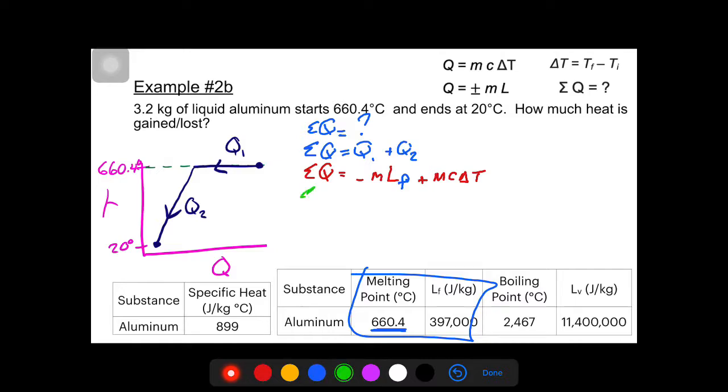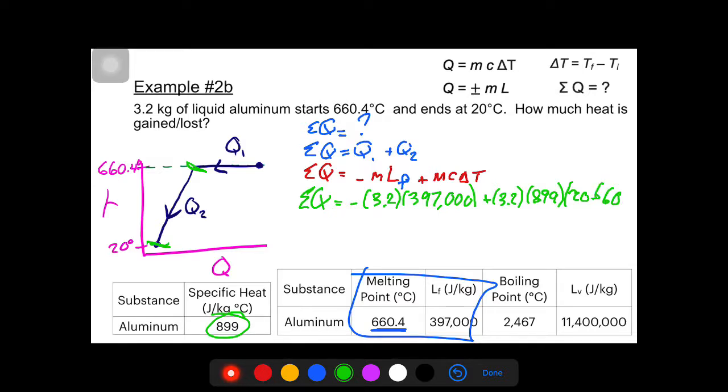So we then go through and we say the sum of all my Q's is equal to negative 3.2 times the latent heat of fusion of aluminum. If we look on the chart down below, that got messy, 397,000 plus MC delta T, so 3.2 times the specific heat of 899 times the final temperature. So we are only looking from here to here. So my final temperature is 20 minus the 660.4. Where's my minus sign? Sorry about that. There's a minus sign in there.